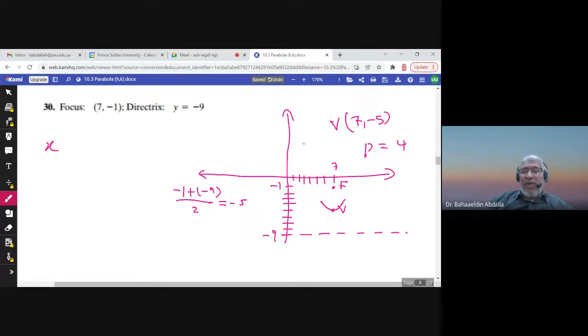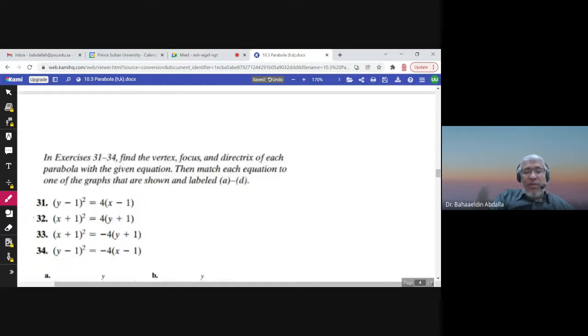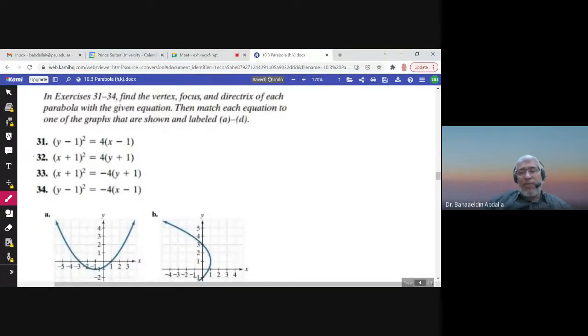So x minus h, which is 7, squared equals 4 times p, which is 4, y minus k, and k is -5, so it would be y plus 5. When you understand the graph and all the letters, it would be easy for you. P, what does it mean? When will the graph be horizontal or vertical? Parabola, you need to see the previous video before this, the parabolas with center 0, 0.